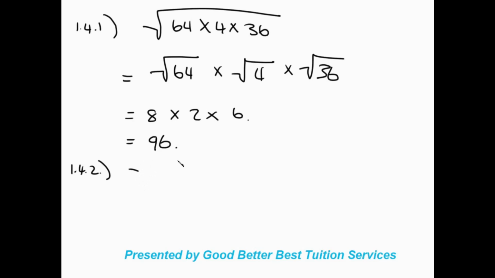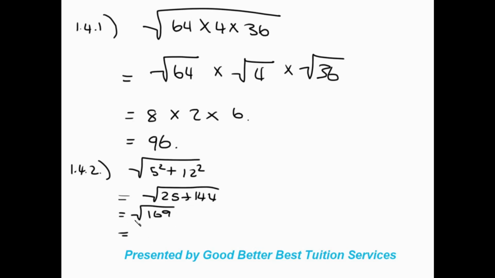1.4.2 asks us to find the square root of 5 squared plus 12 squared. So what's different here is that there's a plus sign, so we can't just split it up and do square rooting separately, okay? So we have to work out what's underneath the square root first because of this plus sign. 5 squared gives me 25, plus 12 squared gives me 144, which gives me the square root of 169, and the square root of 169 is 13. Which is our final answer for 1.4.2.